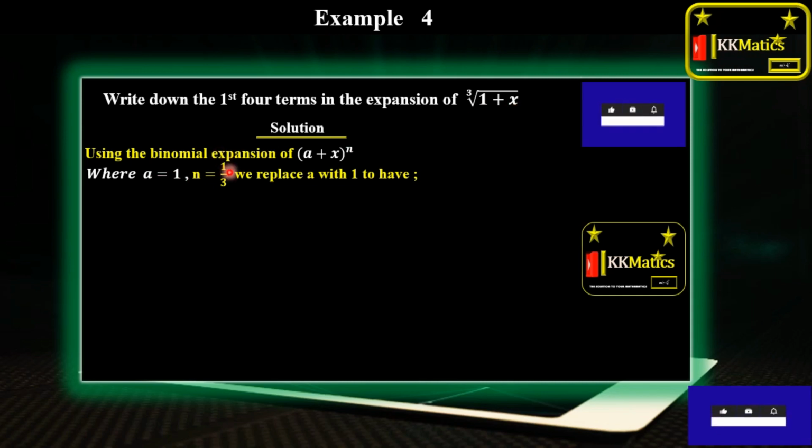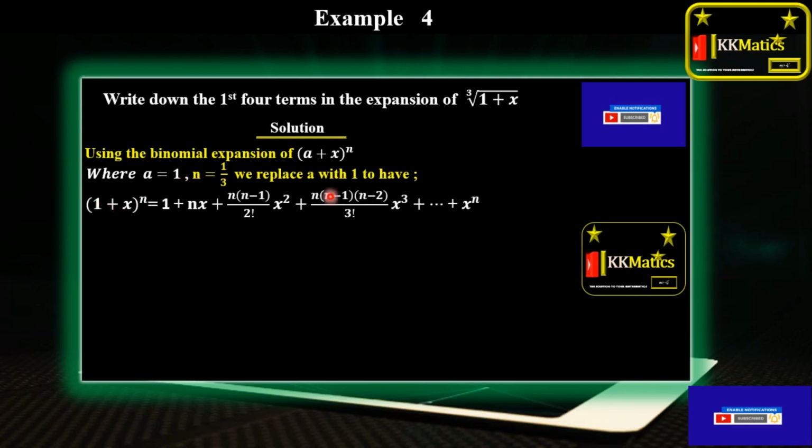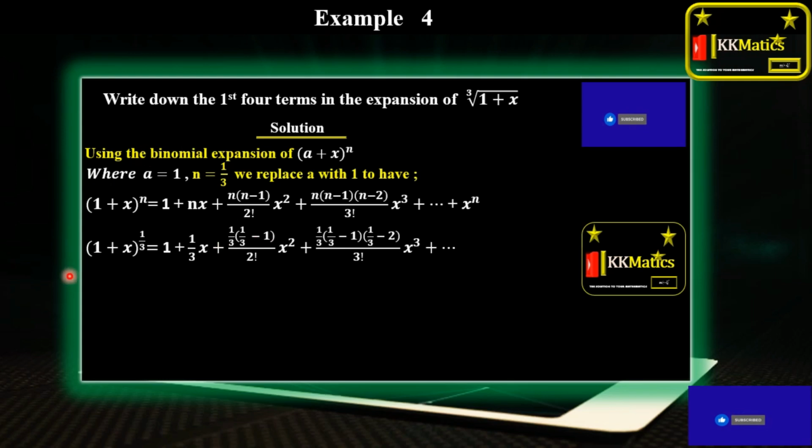Be very careful here. It's a cubic root. So cubic root is 1 over 3. So wherever we have our a and n, we replace it. So a is replaced with 1, and n is replaced with 1 over 3. By using this general term, notice that instead of a, we replace it with 1. So we substitute that. In comparing to this particular expression we expanded using the binomial expansion formula, we have 1 plus 1 over 3 multiplied to x, and that follows that.